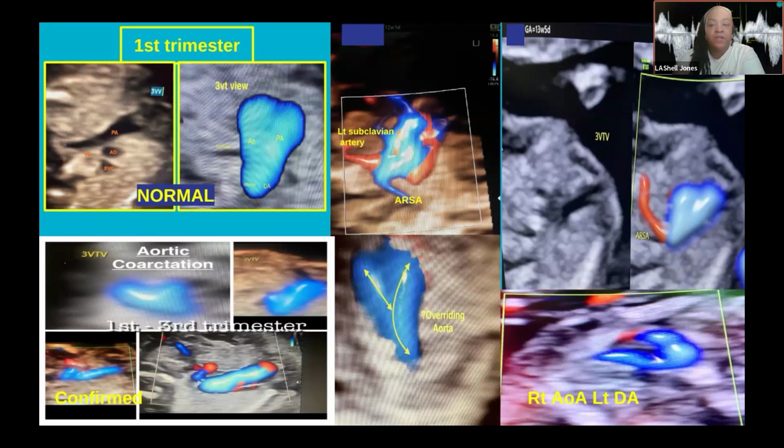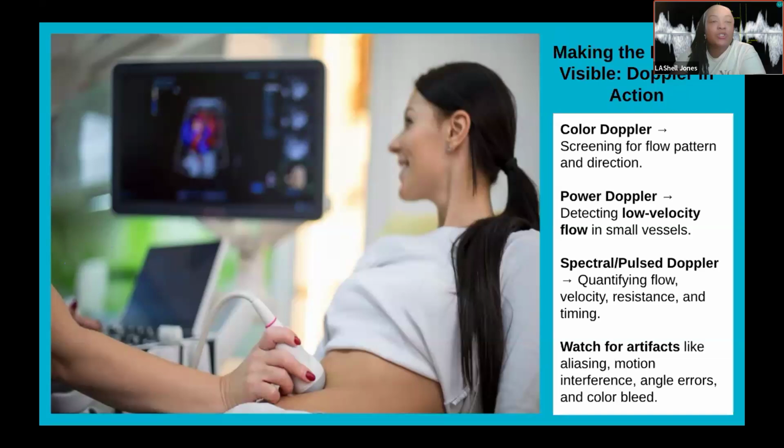Okay. All right. So now we're going to get into applying, making the invisible visible, Doppler in action. Okay, I'm excited for this one. Now, color Doppler screens for flow pattern and direction. Power Doppler, once again, is going to detect the low velocity flow seen in those small vessels. Spectral and pulse Doppler will quantify that flow, velocity, resistance, and timing.